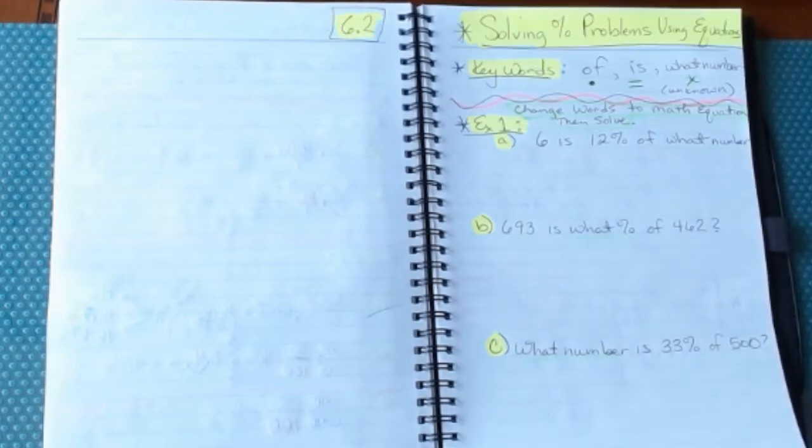6 is 12% of what number? Or 693 is what percent of 462? Or what number is 33% of 500? You're right. Those probably are not written out. But I can guarantee you're doing these math problems if you ever figured out tip on a bill. What is 20%? What is 15% of a $500 bill that I have to leave?